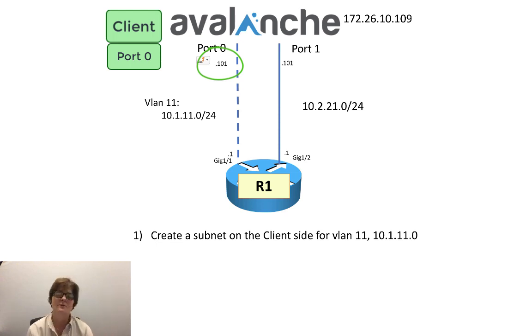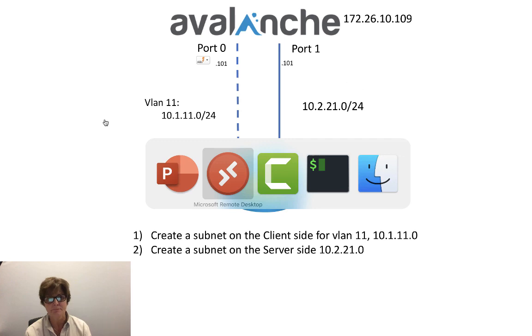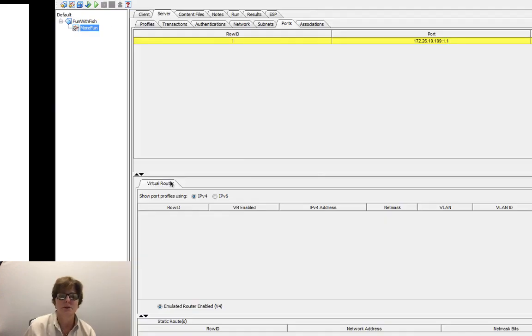If you have ever watched any of my YouTubes or have worked with me in CPOC, what I tend to do is make 101 the fourth octet for something that I know is going to be a traffic generator. And then we're also going to create a subnet on the server side. So let's go do that. So going back over here.